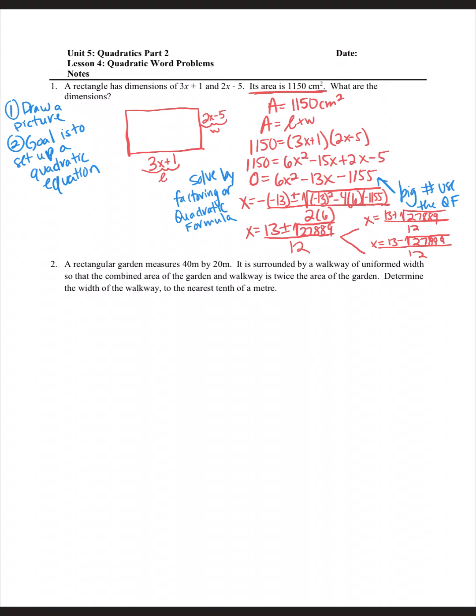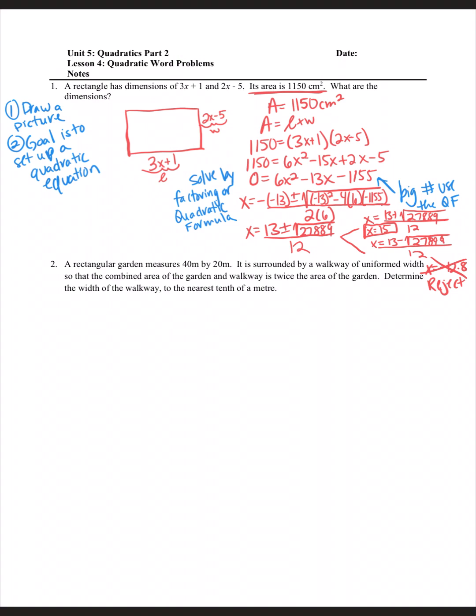So try to squeeze this in. So for the first one, that's going to simplify to x equals 15 or x equals negative 12.8. Well, we can't have a negative length or width of a rectangle, so we'll reject this. Okay, so we're only working with that one solution of x equals 15.